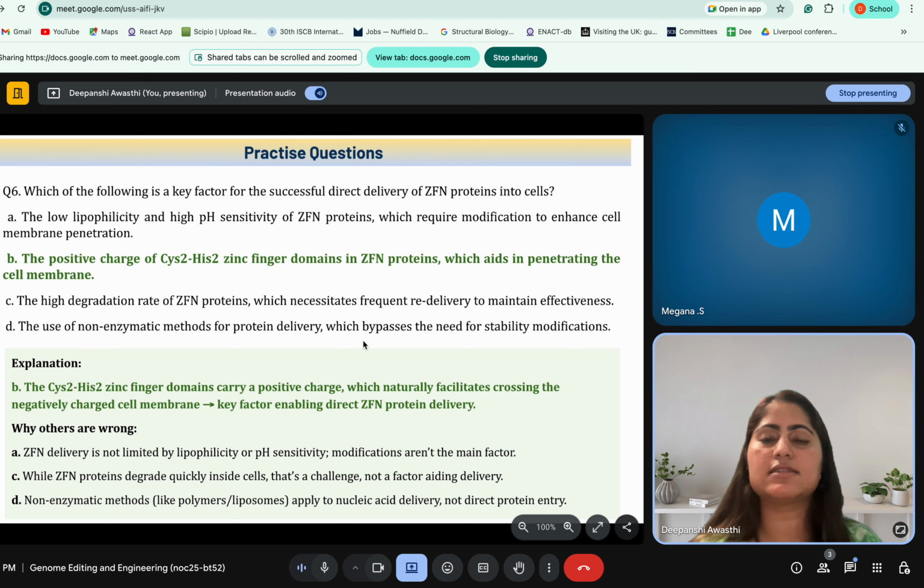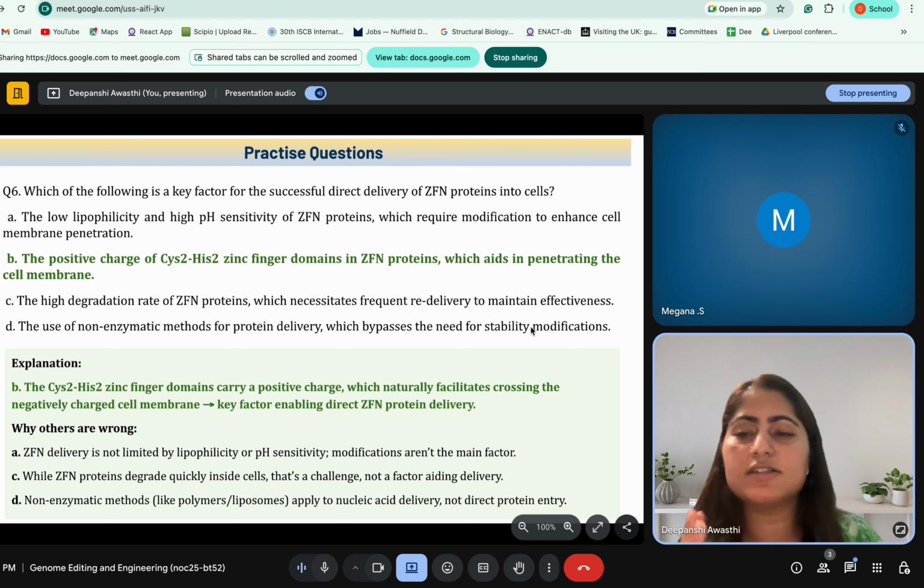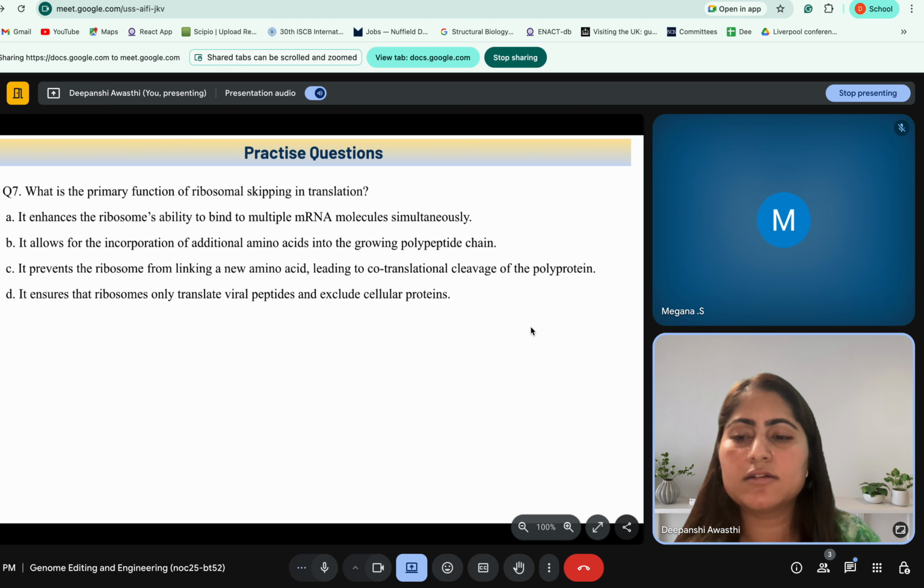But we've seen that they do not bypass the stability modifications, because when we were talking about the non-enzymatic delivery by using liposomes or other things to directly deliver the protein zinc finger nucleases, we saw that the limitation is that as soon as it enters the cell, it can undergo degradation. So there is a need for stabilization by modifying the lysine residues. So that's why this option is also not right.